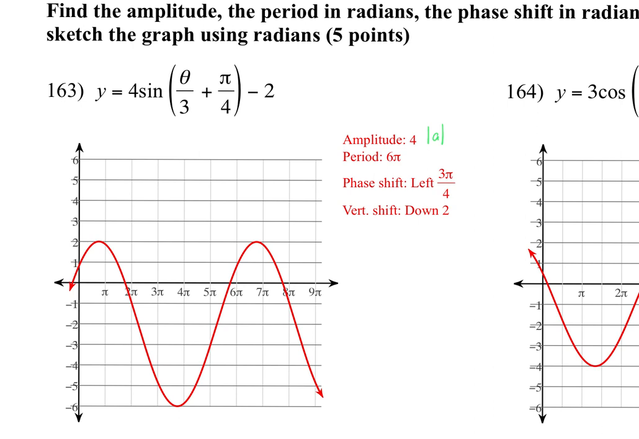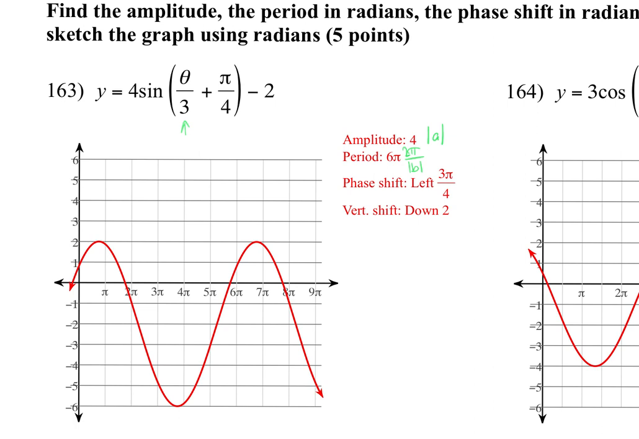My period is going to be using this 1/3. So we're going to say 2 pi over my b there, right? My b is 1/3, the number in front of that. So 2 pi over 1/3 gives me my 6 pi.